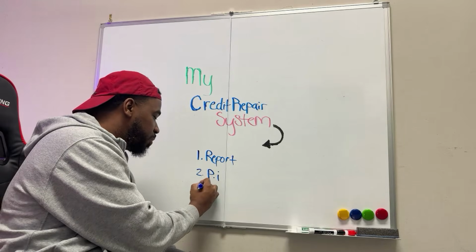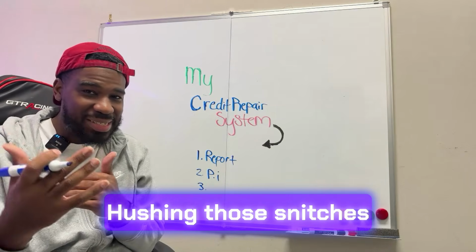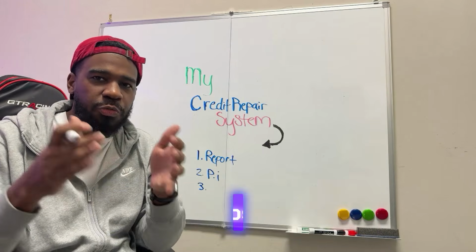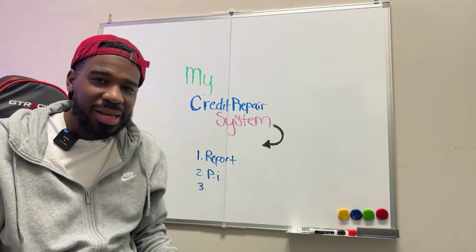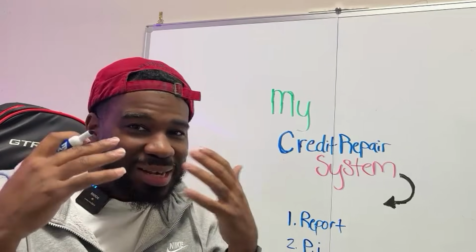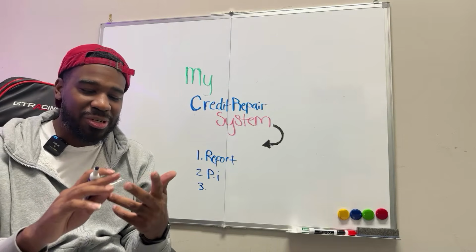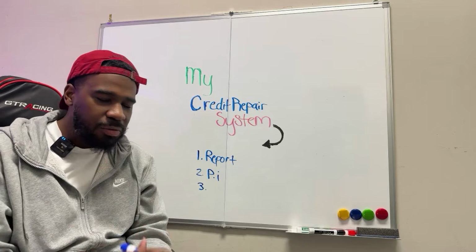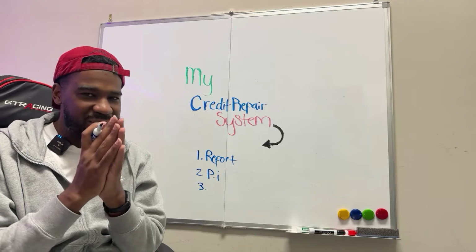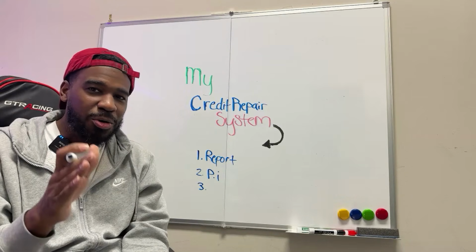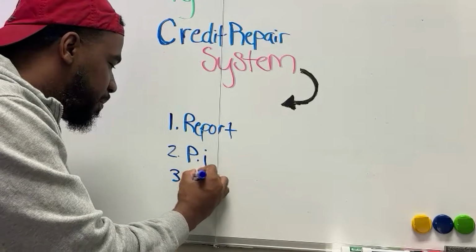Another thing you want to do is, I call it hushing those snitches. There are other consumer reporting agencies that are reporting information and talking to the credit bureaus. So one of the things you want to do is hush them up. LexisNexis, CoreLogic, SageStream, Innovis, all those different consumer reporting agencies, you want to hush them up. And I will tell you to order those reports as well, so you can see what I'm talking about. But hush those snitches up, right?